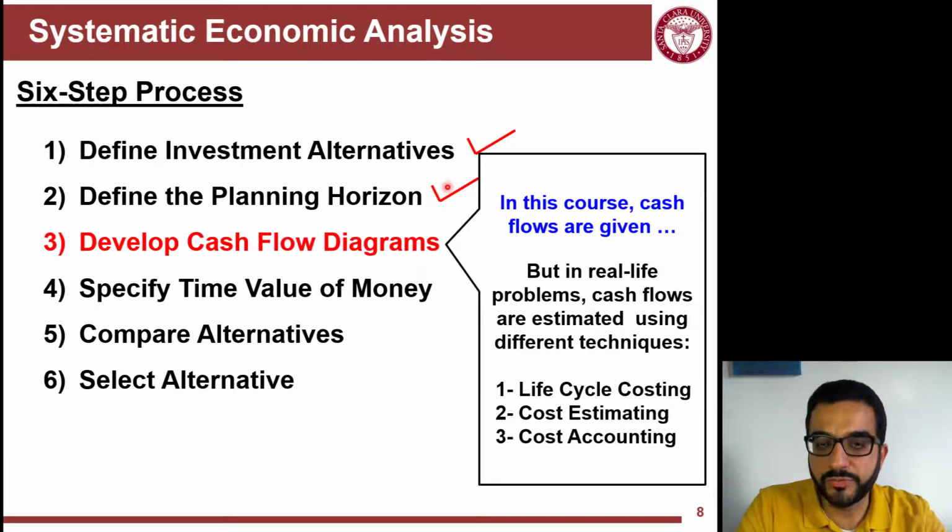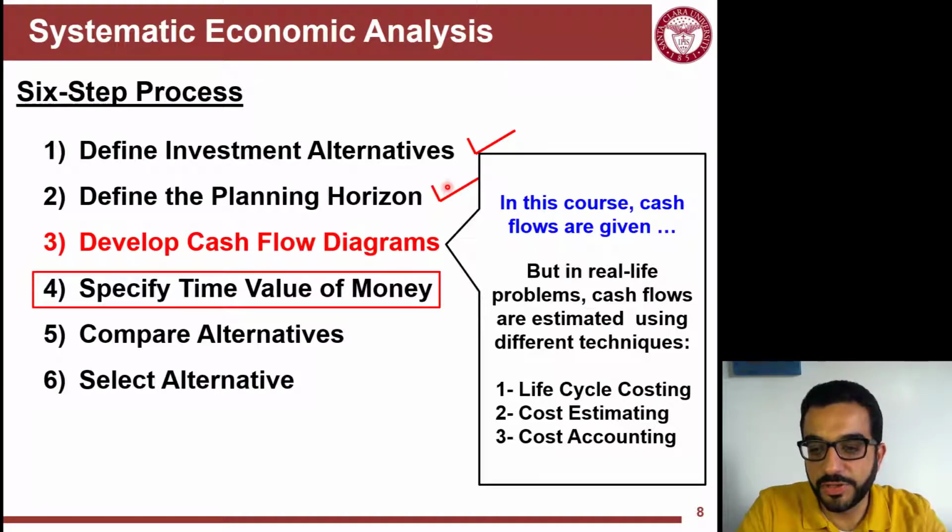But in real life, you have to do estimation of whatever goes in that cash flow. So you need to figure out how much you need to invest, how much you will pay to buy this equipment, how much it will cost you in maintenance. There are different methods of doing that: life cycle cost estimating, and controlling and accounting of cost. So we're not doing that in this course. We're assuming that's given to us.